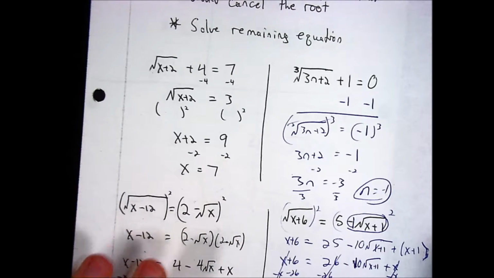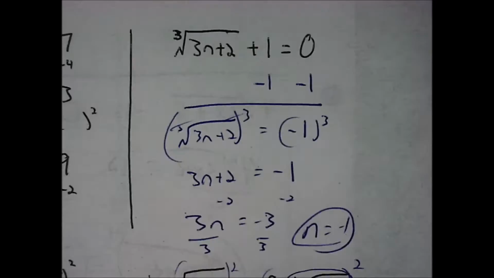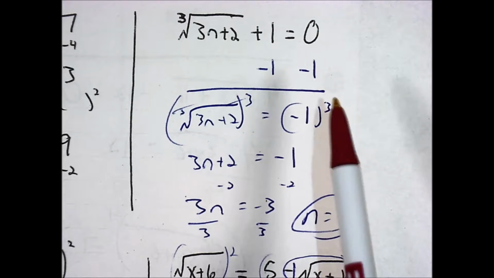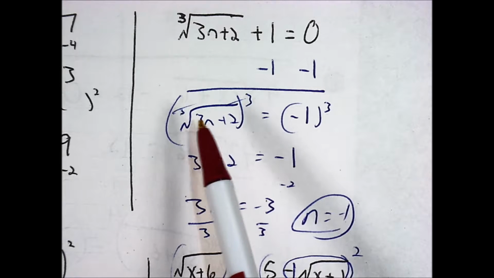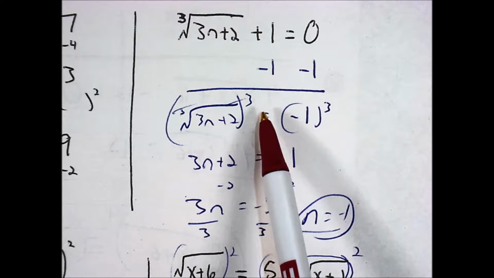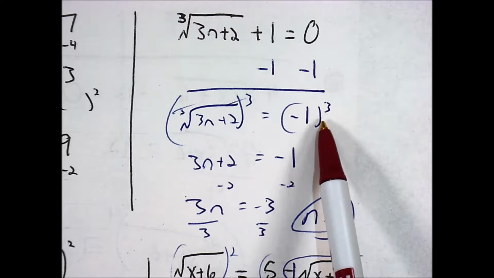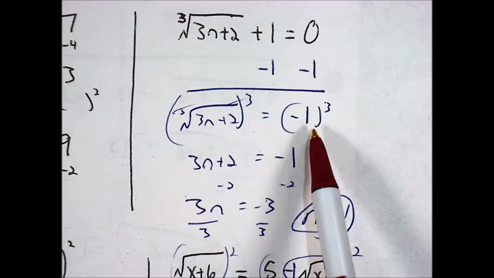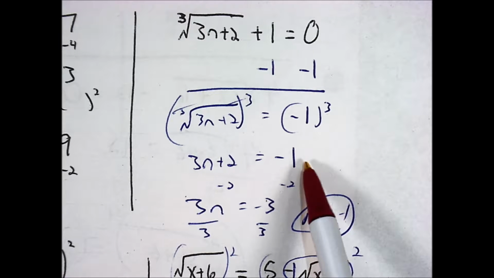Okay, if you did the one on the right, you need to get the root by itself. So we're going to subtract 1 over. Now we have this cube root by itself, so to get rid of a cube root, we need to cube both sides, or go to the third power. Negative 1 to the third power, guys: negative 1 times negative 1 is positive 1, times negative 1 again for the third one will be negative 1.